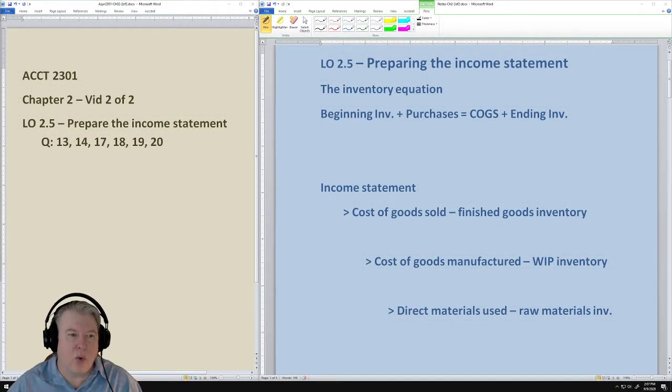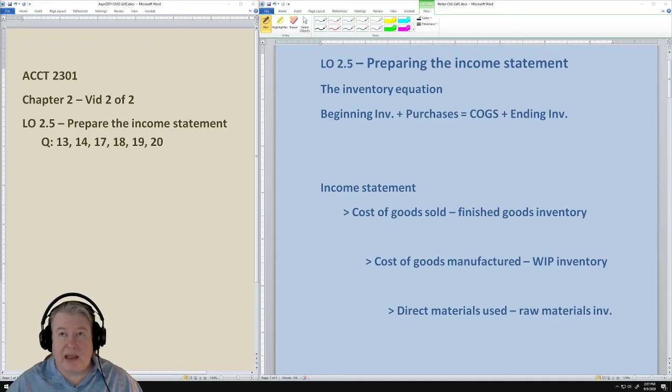We're just covering one learning objective today, and it's 2.5. It's preparing the income statement. This is a little bit more calculation heavy, so we're just going to work on this particular thing today and make sure we get through it okay.